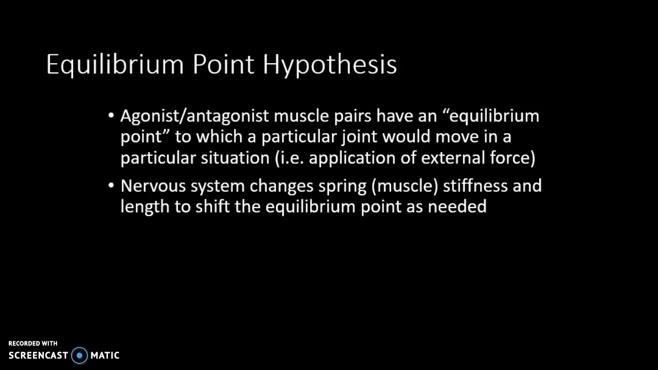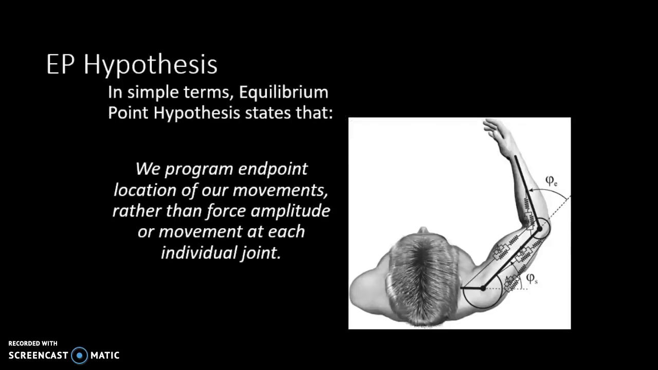So the equilibrium point in this sense is taken to mean a state where a field has zero force, meaning opposing muscles are in a state of balance with each other, kind of like two rubber bands pulling the joint to a stable position. The equilibrium point is also called threshold control because signals sent from the CNS to the periphery are thought to modulate the threshold length of each muscle. So the EP hypothesis, in simple terms, states that we program the endpoint location of our movement rather than force amplitude or movement at each individual joint.